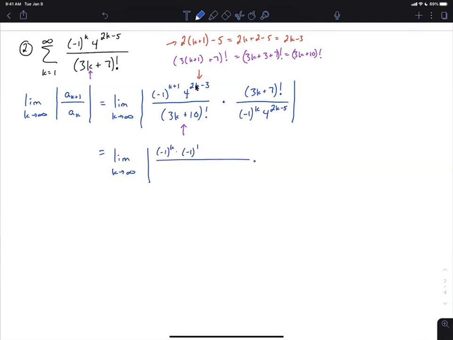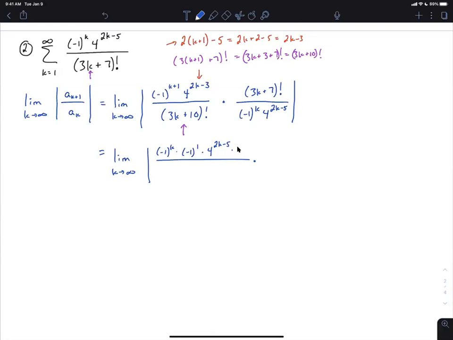Now, it's weirder when you have addition and subtraction in the top. So you have 4 to the 2k minus 3 here, and you have 4 to the 2k minus 5 here. The smaller one is 2k minus 5 because you're subtracting more there. So 2k minus 5 is smaller than 2k minus 3. So we're going to break it into 4 to the 2k minus 5. We're going to choose to make it match this smaller one, and then times whatever's left.